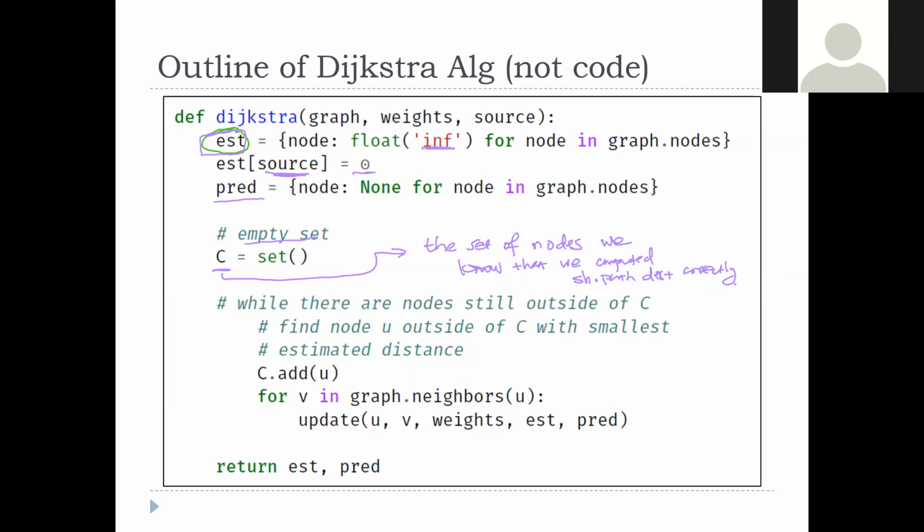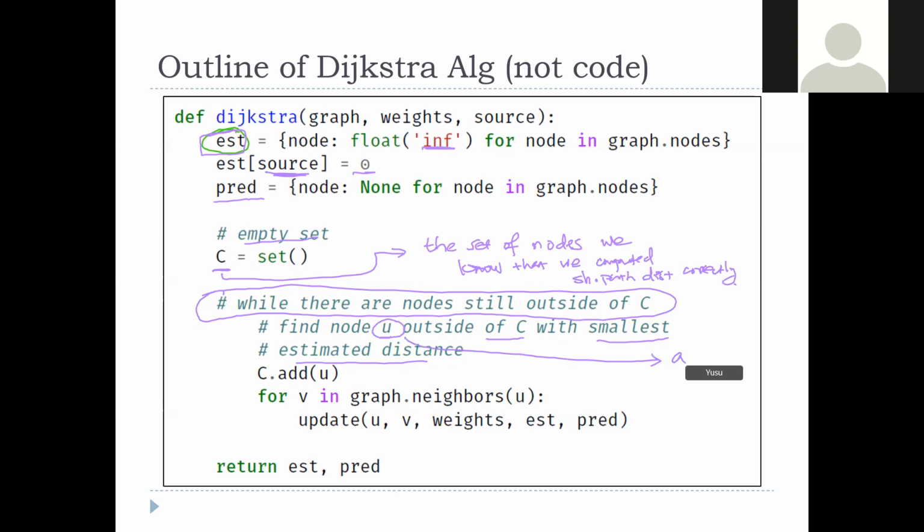Now, what does the algorithm do? The algorithm says that there are still nodes outside C, nodes that I haven't yet explored and found their shortest path distance. What I'm going to do is find a node U from outside C with the smallest estimated distance so far. This is basically a greedy choice. Every time, I look at the nodes I haven't yet explored, whose correct shortest path distance I don't yet know, and pick the one with the smallest estimated distance. Then I add that to my set C.